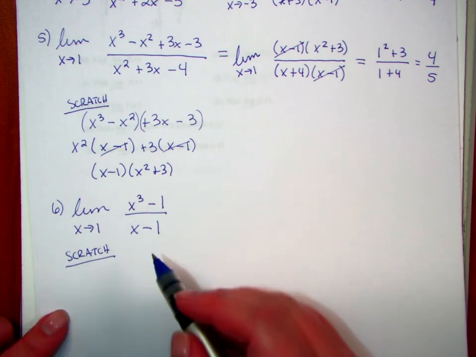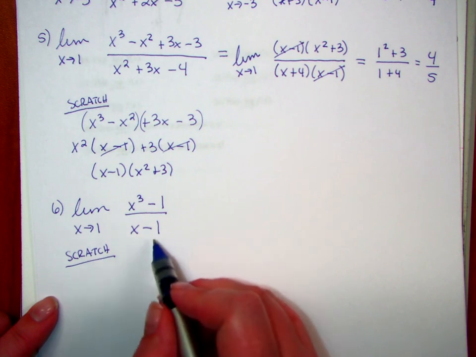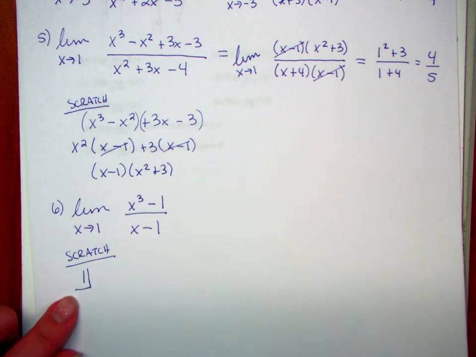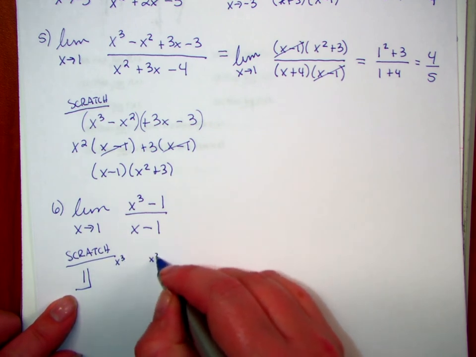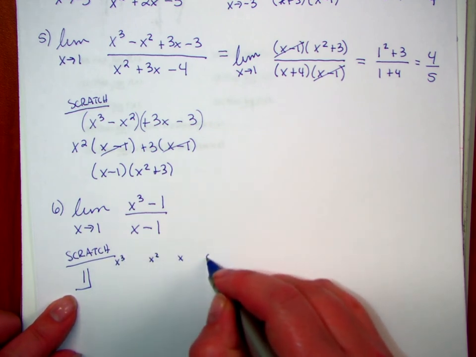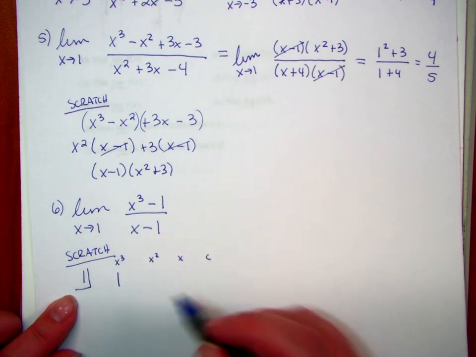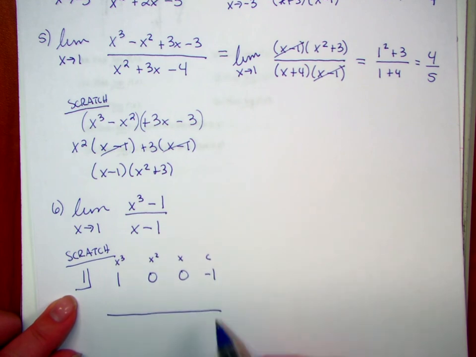Okay. So the factor is x minus 1, so we're going to divide by 1, right? That's the 0. And then when I list these coefficients out, I want to make sure I'm putting placeholders for all those missing terms. So the coefficient of x cubed is 1, x squared is 0, x is 0, and the constant is negative 1.